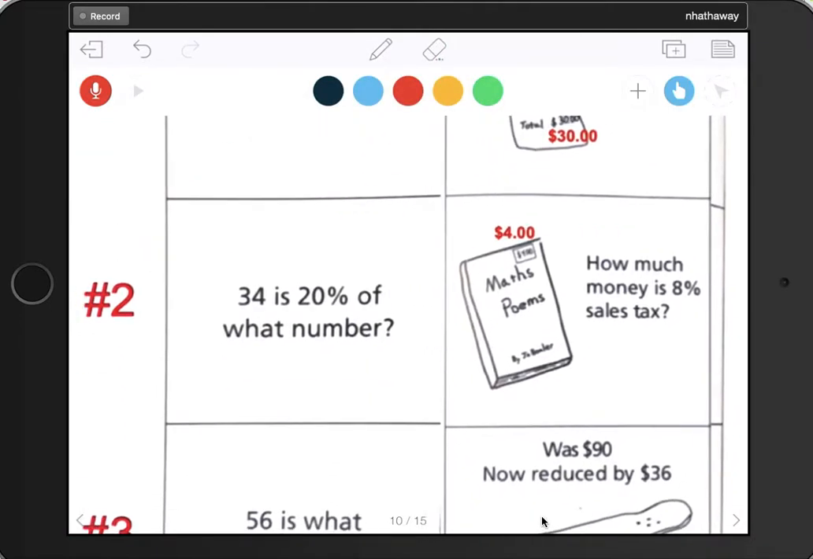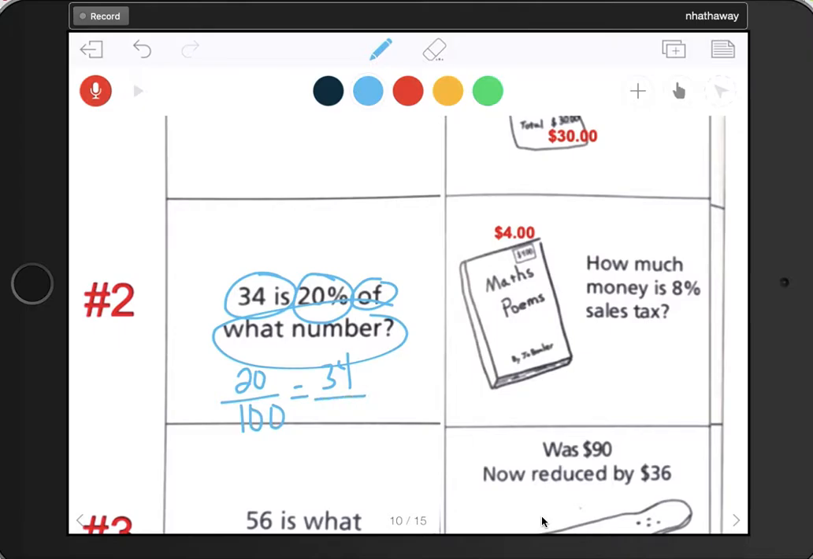For the second one, 34 is 20% of what number? Remember, our percent is always over 100. Our 34 is on top because that is our is. And of what number? We don't know. So 34 times 100 is 3,400. And then we would divide by 20 to get 170.